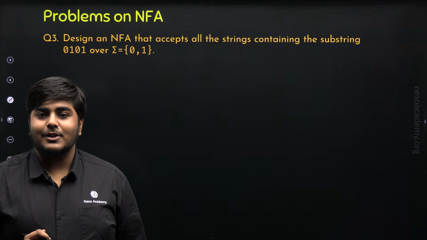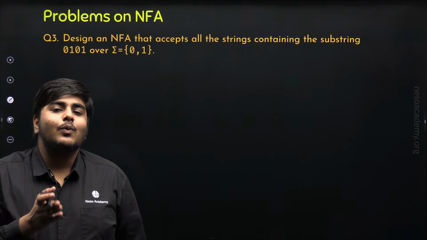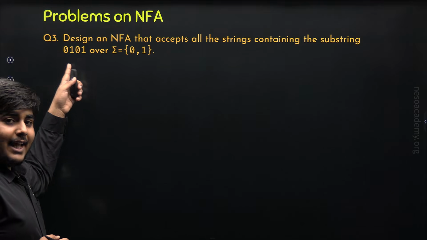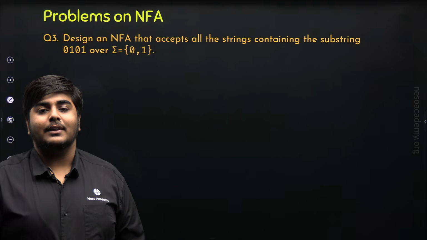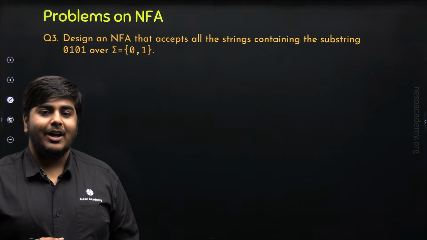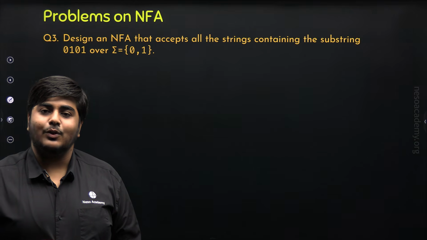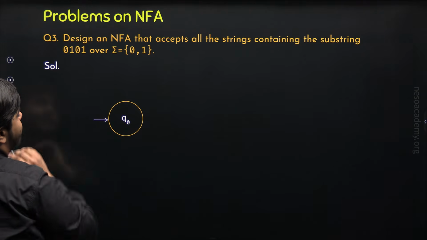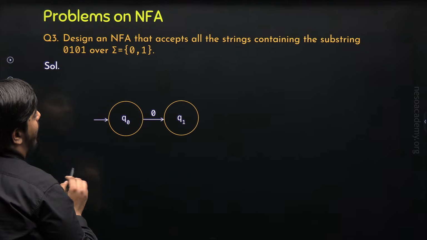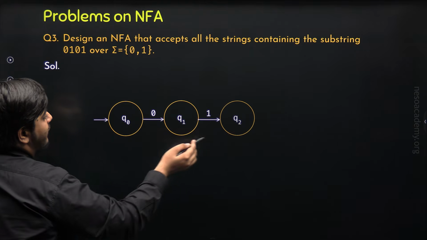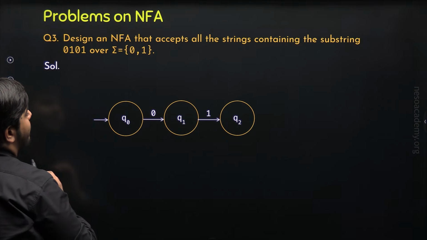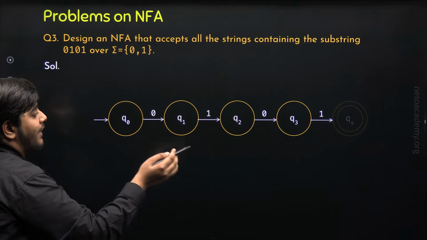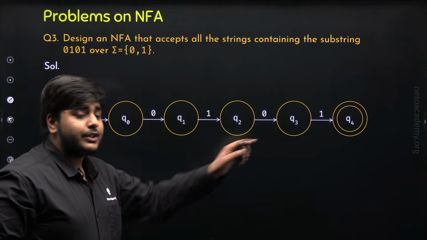So what will be the simplest possible string? Obviously 0101 will be the simplest possible string because 0101 itself contains 0101. So let's make a basic transition diagram to accept the string 0101. Here we have our initial state Q0 and the first symbol is 0. We will reach the state Q1. The next symbol is 1 and we will reach the state Q2. The third symbol is 0 and we will reach the state Q3. The last symbol is 1 and we will reach our accepting state, which is Q4.